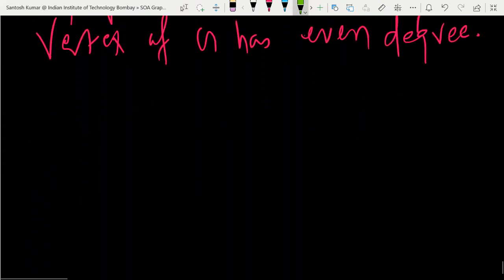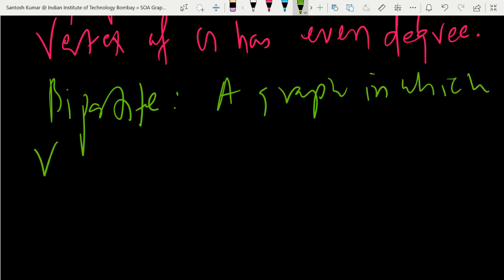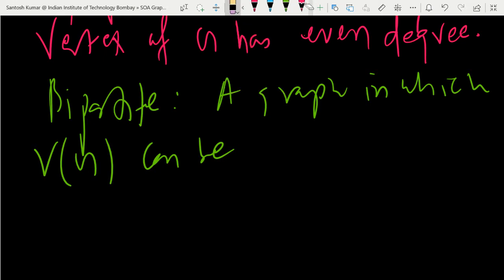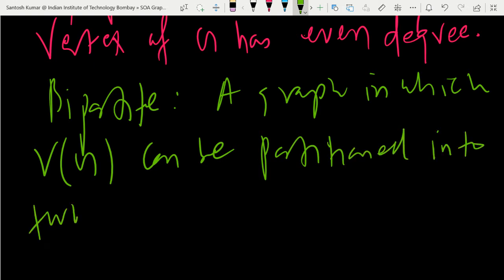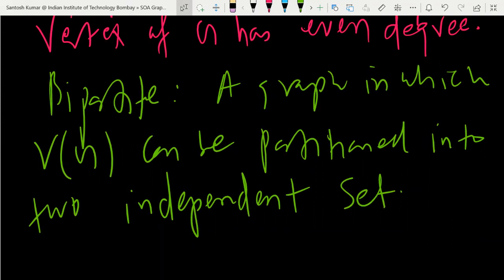Bipartite. You know, a bipartite graph is a graph in which the vertex set can be written as a union of, or can be partitioned into, two independent sets. So a graph in which the vertex set can be partitioned into two independent sets.